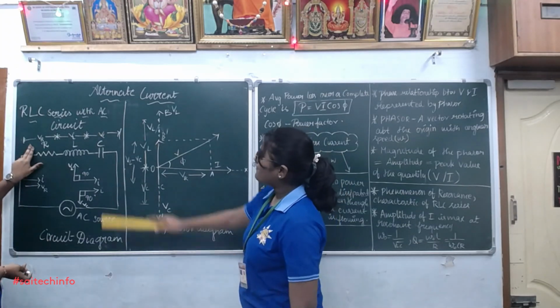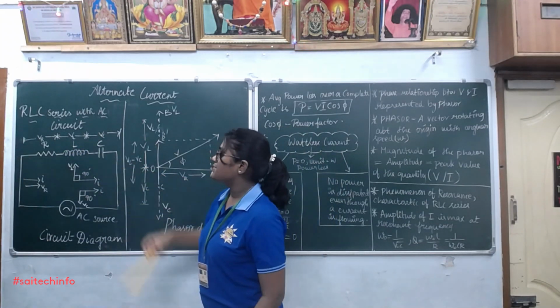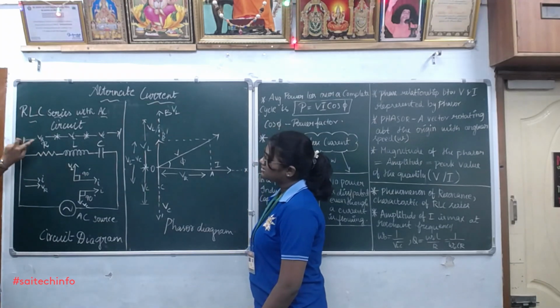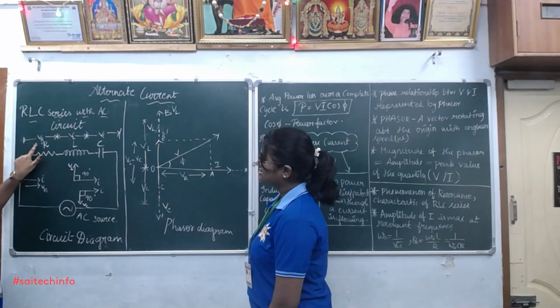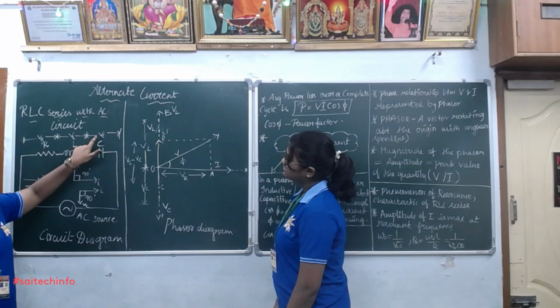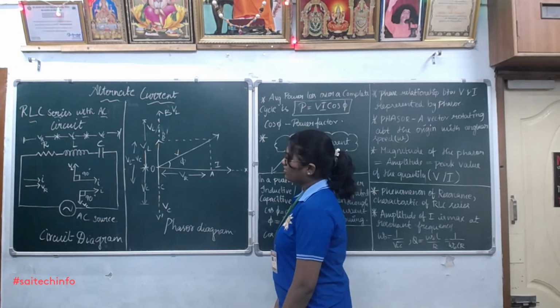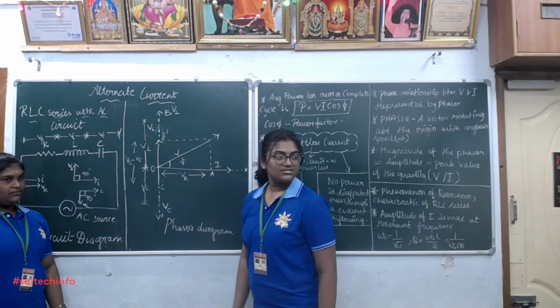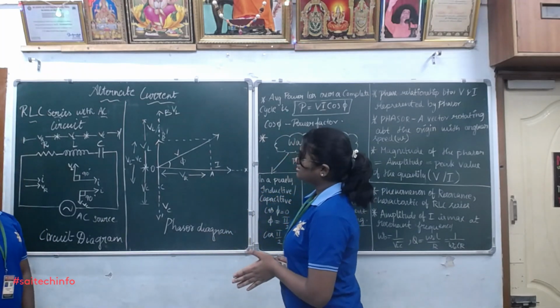Why do we represent all in the subscript of V? VR means the voltage across the resistor, VL means the voltage across an inductor, and VC means the voltage across a capacitor. That's all. Now can you explain this phasor diagram?